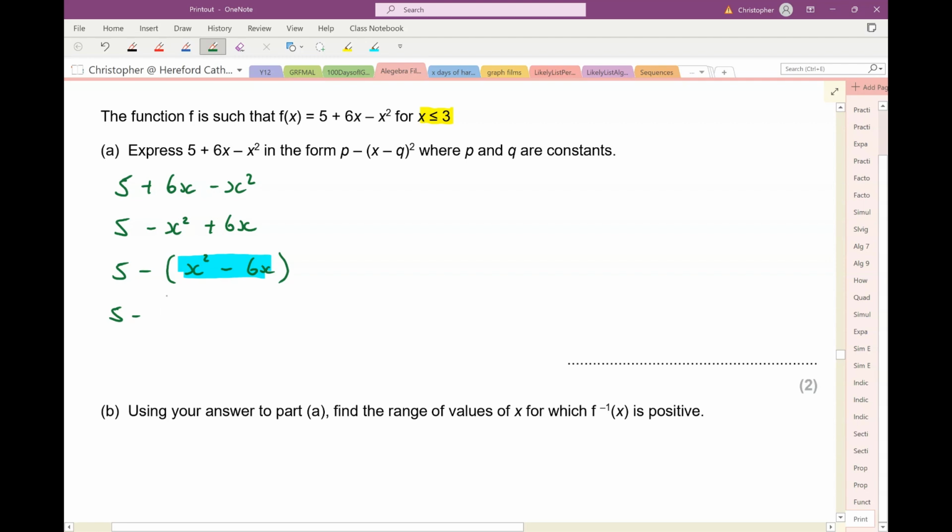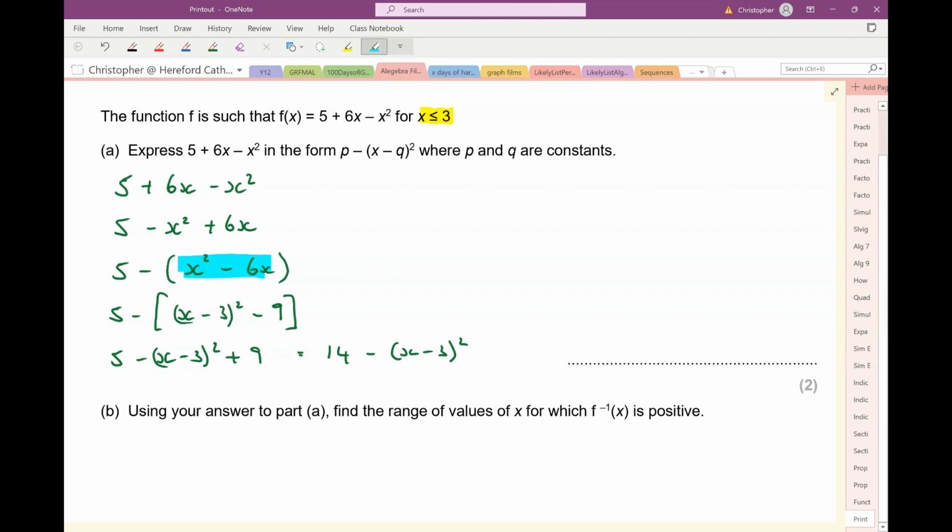So that's going to be 5 minus, open the square bracket. I need x squared minus 6x, so that's going to be x minus 3 squared. That gives me x squared minus 6x plus 9. So I'll need to subtract away that 9. Right, let's multiply out that square bracket now. 5 minus x minus 3 squared plus a 9, which gives me 14 minus x minus 3 squared. So now, if you look back at the question, I've expressed my original expression in the form p minus x minus q squared. And there is my answer.